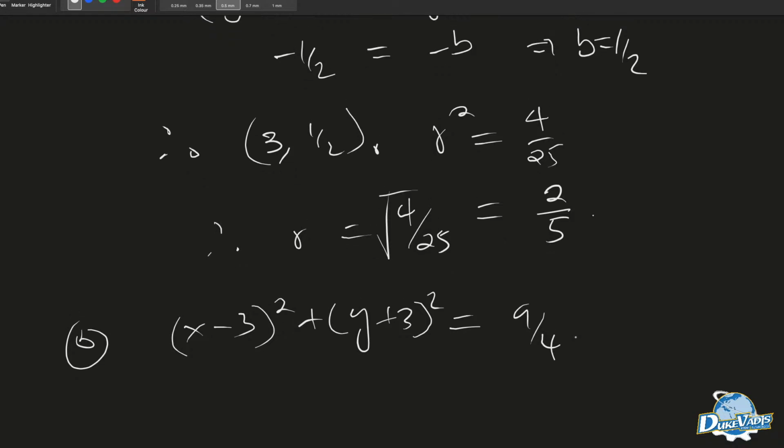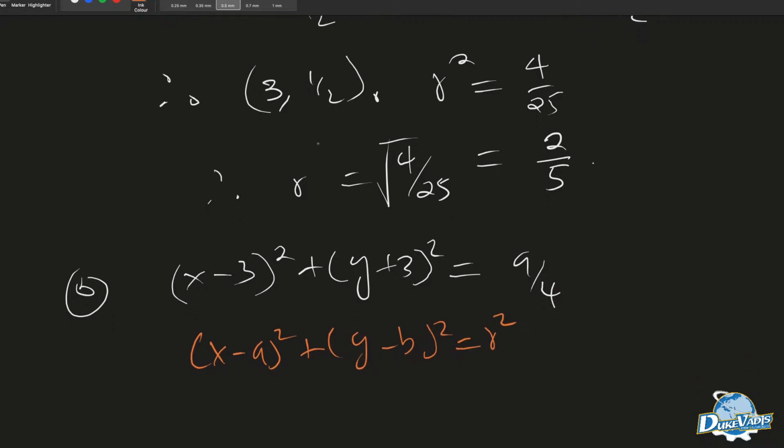As we compare to our general equation, what are we going to get? This is our general equation, which is always given as x minus a squared plus y minus b squared equals r squared. So let's go back. By comparing.